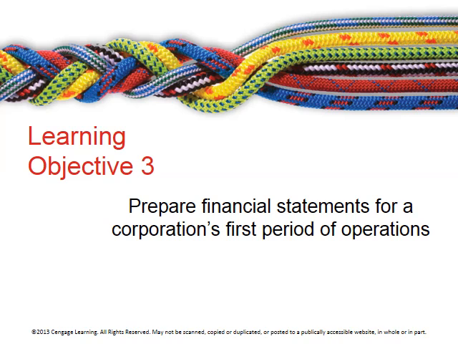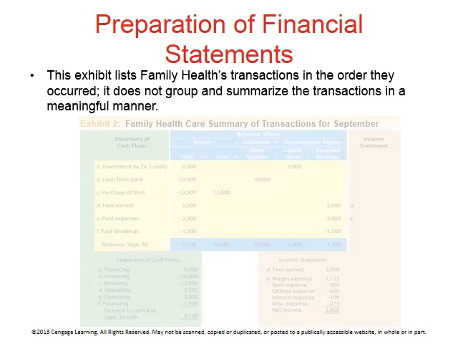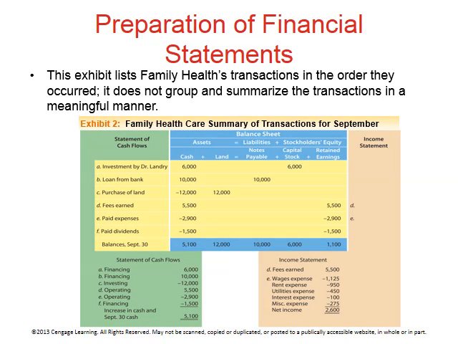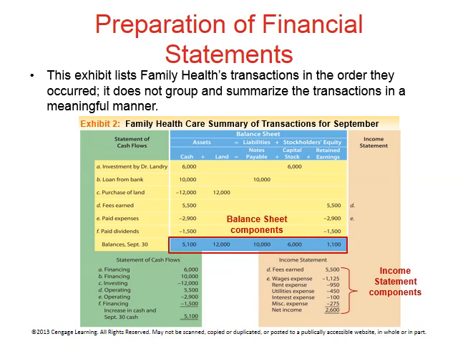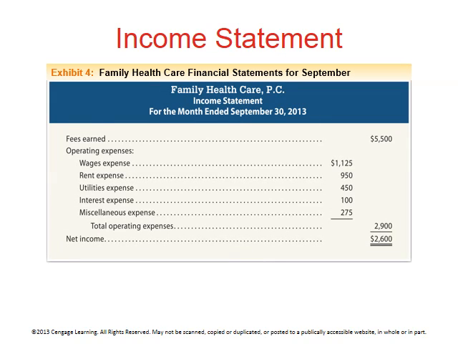So let's take a look at some financial statements. So here's the transactions that happened. This is the summary of transactions that we just looked at and that we just put together. So here's our income statement, our balance sheet, and our statement of cash flows. So let's look at our income statement. From the chart that we looked at on the previous slide, we know that our revenue is $5,500. We know that we had $2,900 of expenses in those 5 different categories, and our net income is $2,600. So this is our example of our income statement.